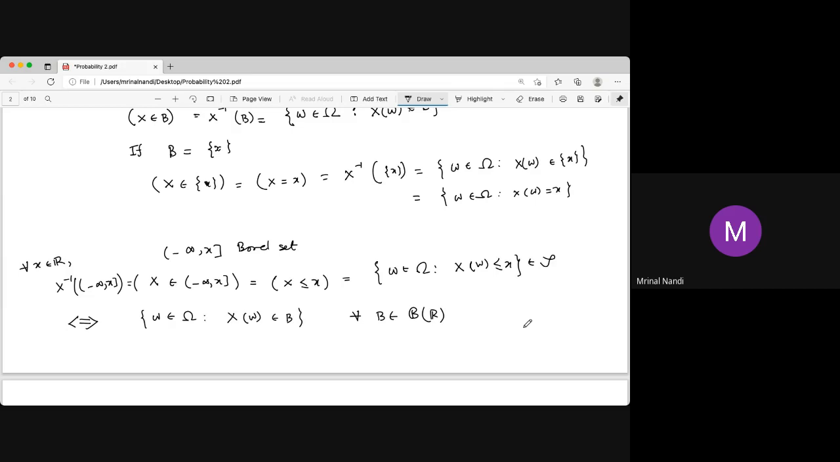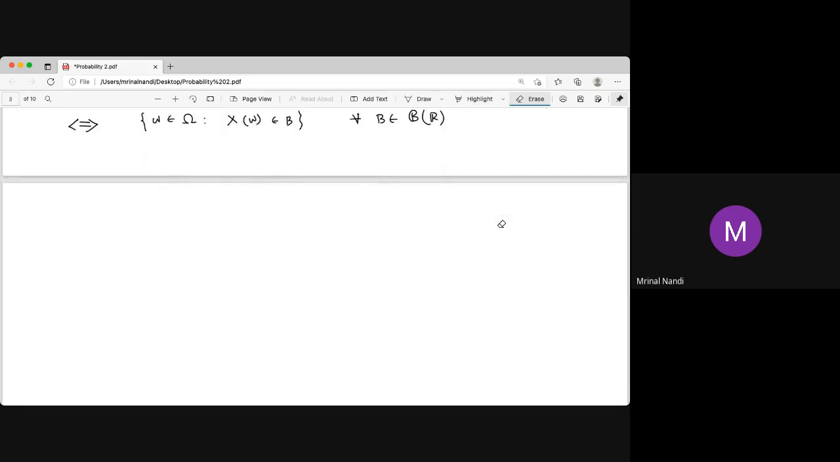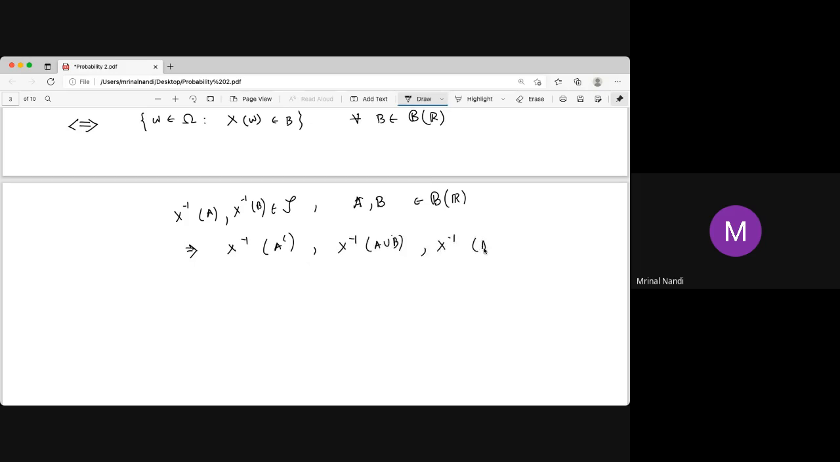Since script F is a sigma algebra, once the inverse images of this type of intervals are in this event space, their unions and their complements are also in this event space. But we have to check one more thing. Suppose you have two different sets, say intervals, in the Borel sets; these two are Borel sets. Now, we assume that X inverse A and X inverse B are both in script F, say A and B are two intervals. Then we have to check whether their union, intersection or complement are in script F or not. Does this imply that X inverse of A complement, or X inverse of A union B, or X inverse of A intersection B are in script F or not?